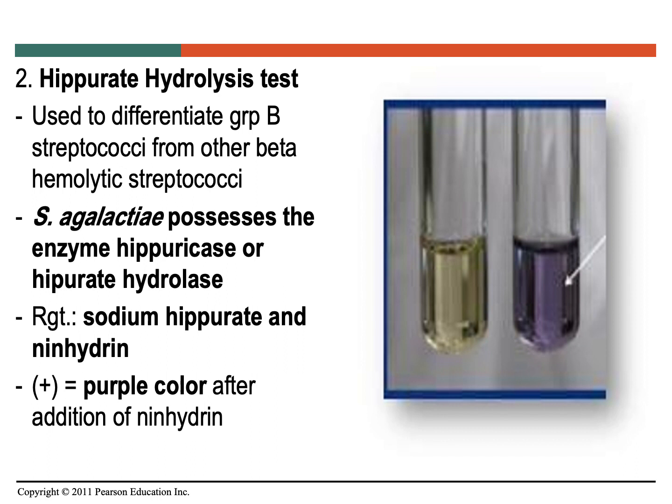The main principle of your hippurate hydrolysis test: hippuric acid is hydrolyzed to benzoic acid and glycine with the use of the hippuricase enzyme. The reagents, take note, are sodium hippurate and ninhydrin. After the addition of the reagent, class, if you see a purple color, that is positive for hippurate hydrolysis test.